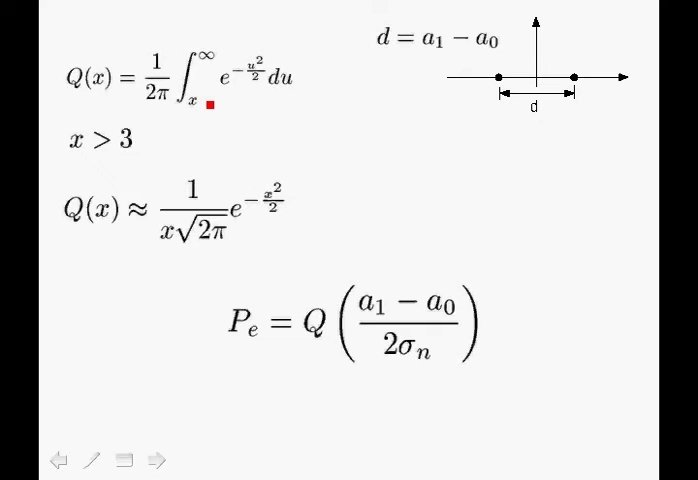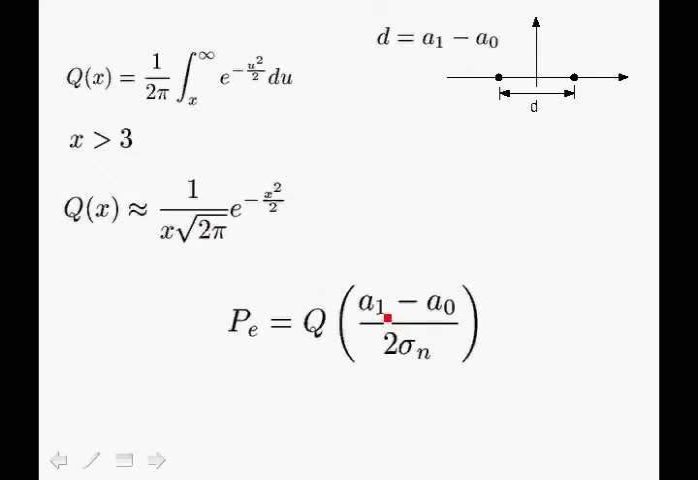That is, if you want to actually evaluate Q(x), you have to refer to tables. However, for x greater than 3, there is a very good approximation for the Q function. So Q(x) is then approximately equal to 1 over x square root of 2 pi, e to the minus x squared over 2. So for x larger than 3, we see that the function, first of all, is monotonically decreasing, and it decreases rapidly as x increases, because we have the exponential e to the minus x squared over 2. And we, of course, have x in the denominator here. So this function rapidly goes to 0 as x becomes larger, and that's as we expect.